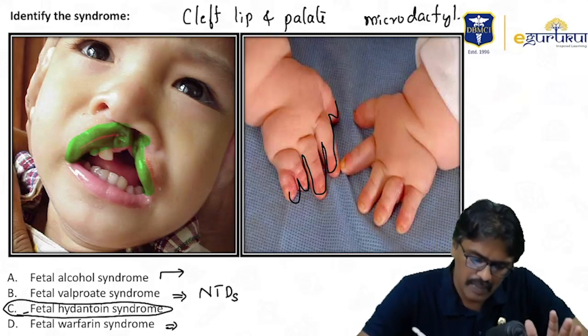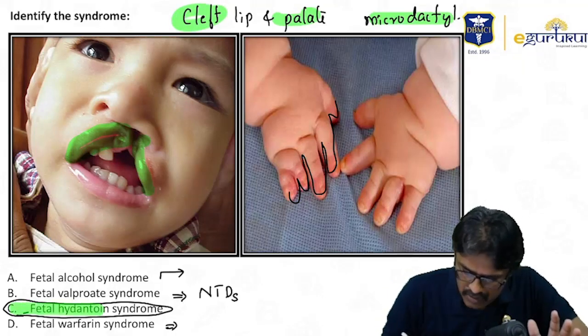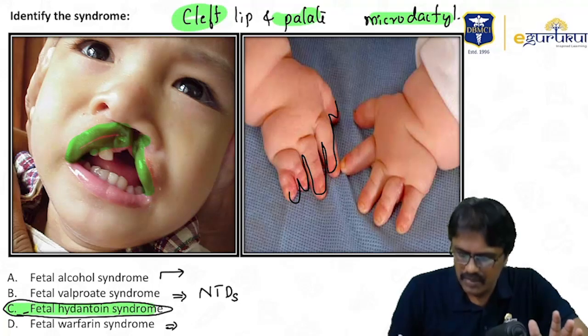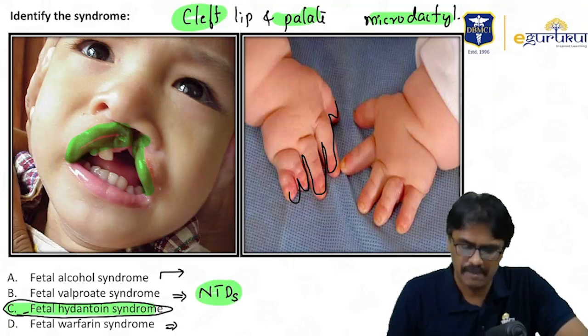So here, any patient presenting with cleft lip, palate, and microdactyly, you should diagnose fetal hydantoin syndrome. If it is neural tube defect, fetal valproate syndrome, and alcohol syndrome. The next question I will discuss that.